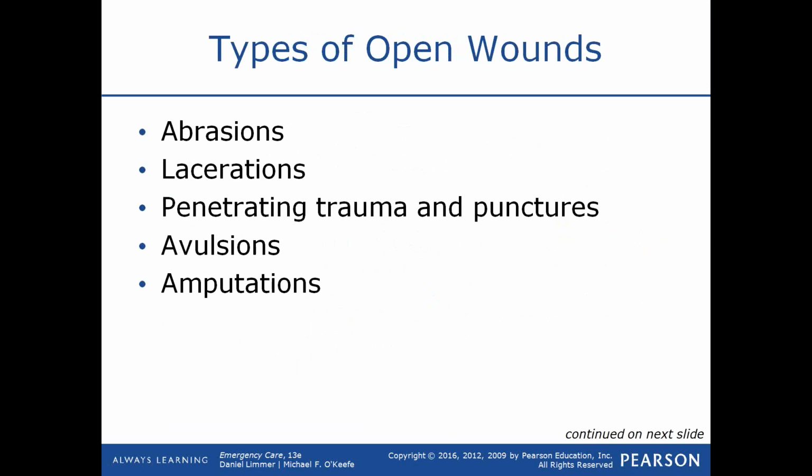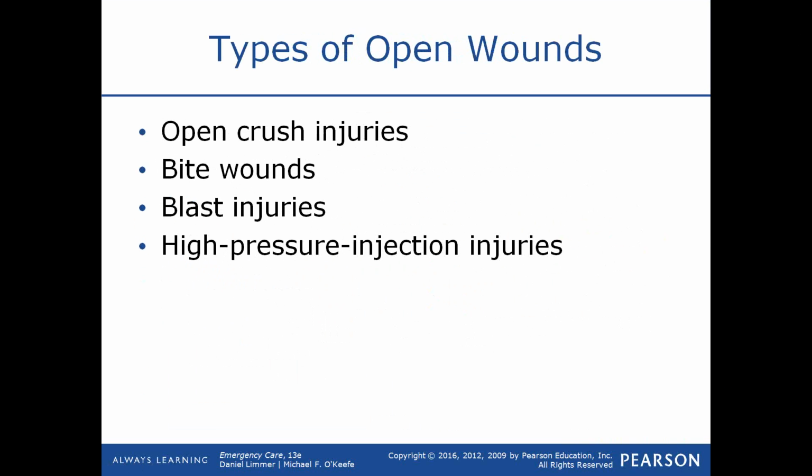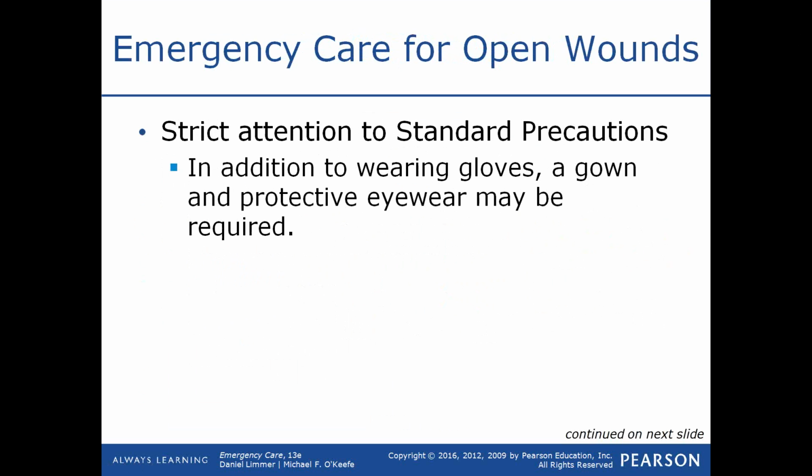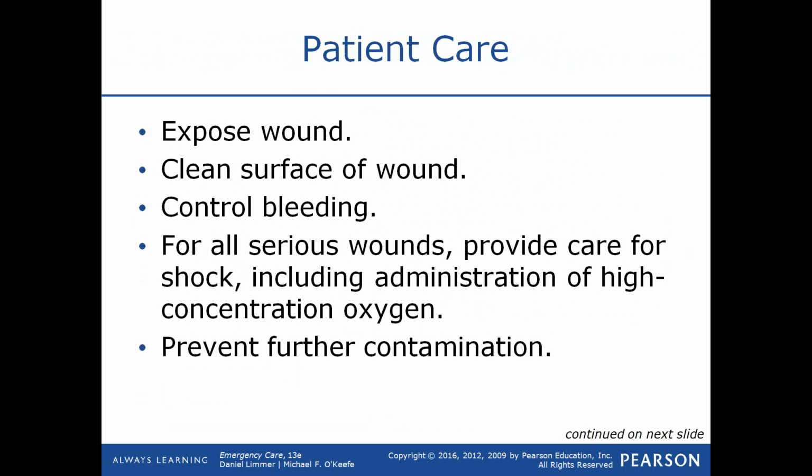Types of open wounds include abrasions, lacerations, penetrations, avulsions, and amputations. Open crush injury, bite wounds, blast injuries, and high-pressure injection injuries from things like hydraulic lines. When dealing with an open wound, you want to pay strict attention to standard precautions, wearing gloves as a minimum, and if there's a lot of blood, certainly eye protection, face protection, and a gown would be appropriate.